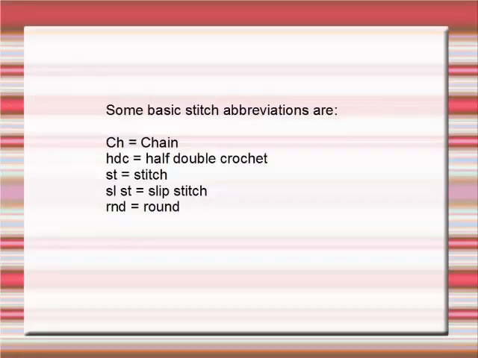Some basic stitch abbreviations are CH, which is chain, HDC, which is half double crochet, ST, which is stitch, SL ST, which is a slip stitch, and RND, which is round.